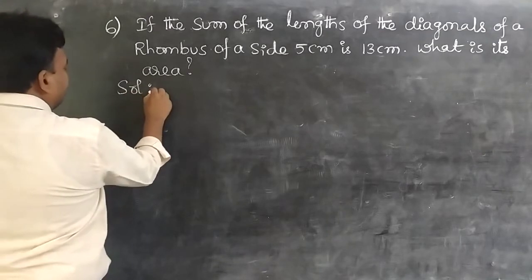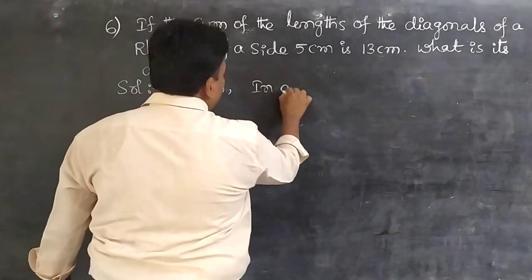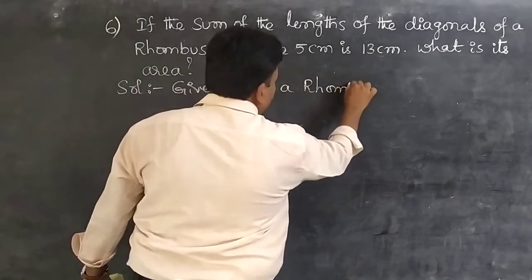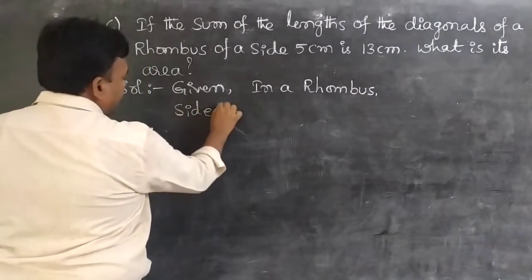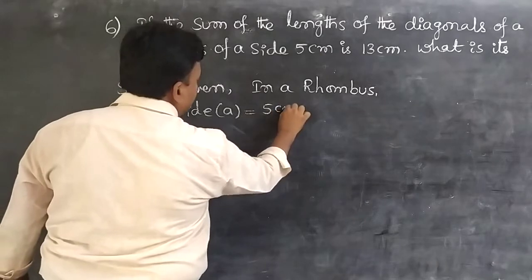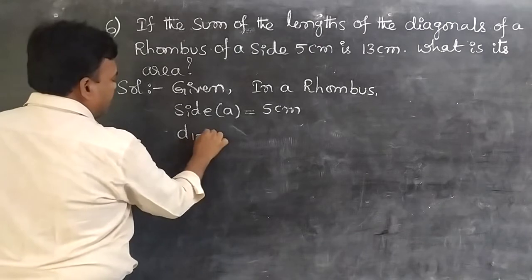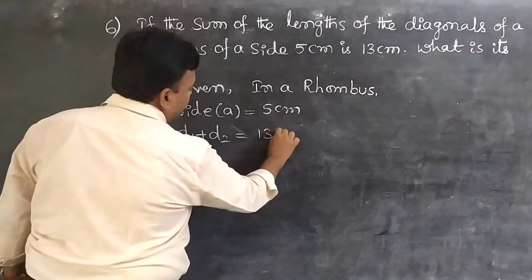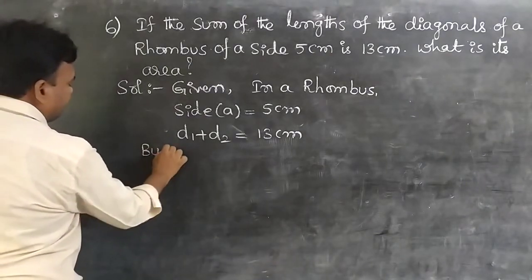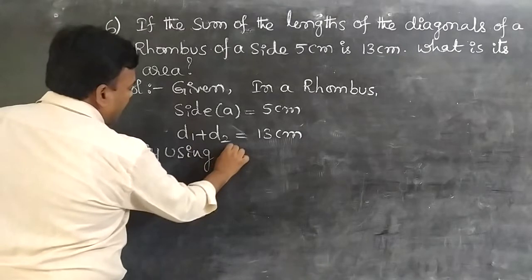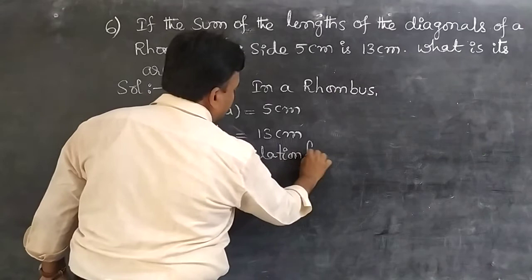Solution given. In a rhombus, side a equals 5 centimeters. Next, sum of the diagonals is given. That is d1 plus d2 equals 13 centimeters. Next, students, observe by using the correlation formula.